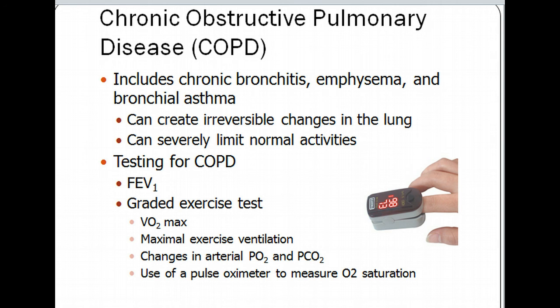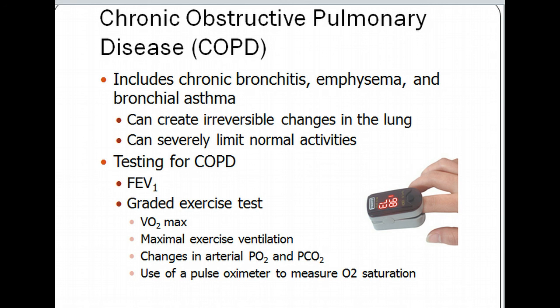Typically in testing for COPD, they will use the pulmonary function test that we previously described, particularly looking at the FEV1. The person may also have a graded exercise test, and in addition to their ECG monitoring, they're probably also going to do VO2 max if they have a metabolic cart, and do the spirometry functions. They may also monitor blood gases, the PO2 and the PCO2. It's a little trickier measure to get because you need an arterial blood sample for that.